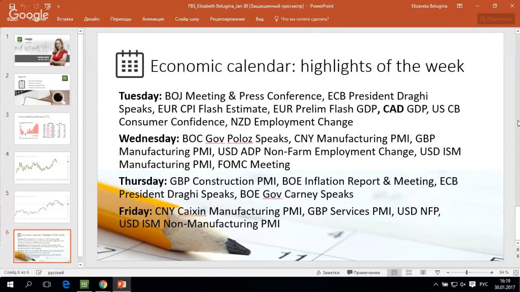And another important event is another central bank meeting. It is the meeting of the Bank of England on Thursday. And of course, this meeting is extremely important. We will have the Bank of England's inflation report, and also we will have the speech of the Bank of England's Governor, Mark Carney.